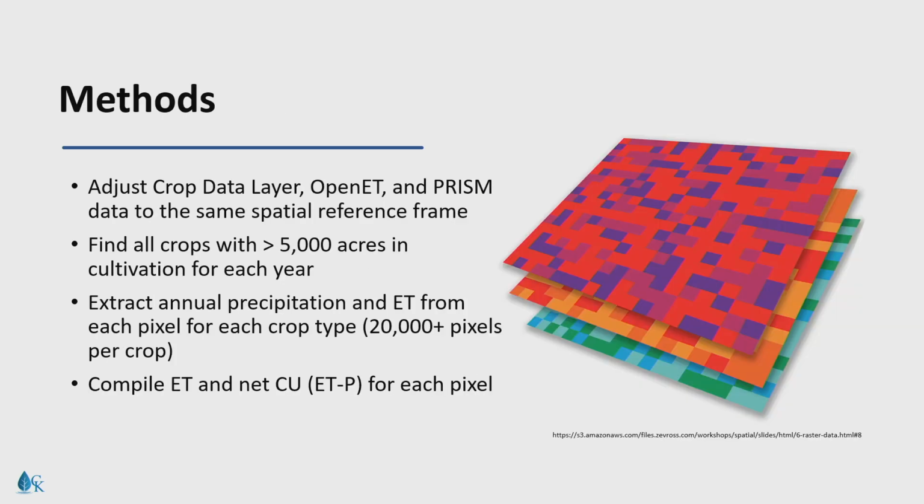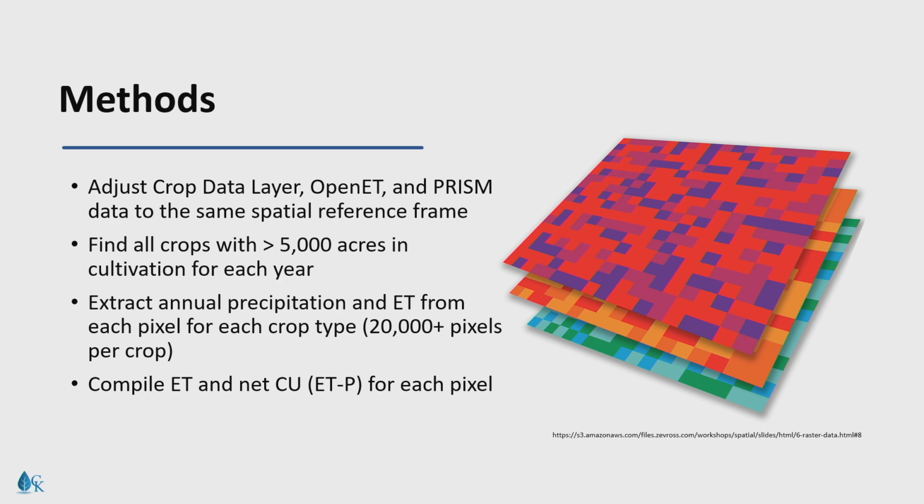So all we did is, it's really pretty simple. We just adjusted the crop data layer, the OpenET data, and the PRISM data to the same spatial reference frame. So we have stacks of data where we can drill down through all the data sets. We then found all the crops in New Mexico that have at least 5,000 acres in cultivation in each year. And that was really just a practical matter. We didn't want to deal with crops that are just tiny players in the state of New Mexico. So the data I'll show you in the following slides is based on those data.